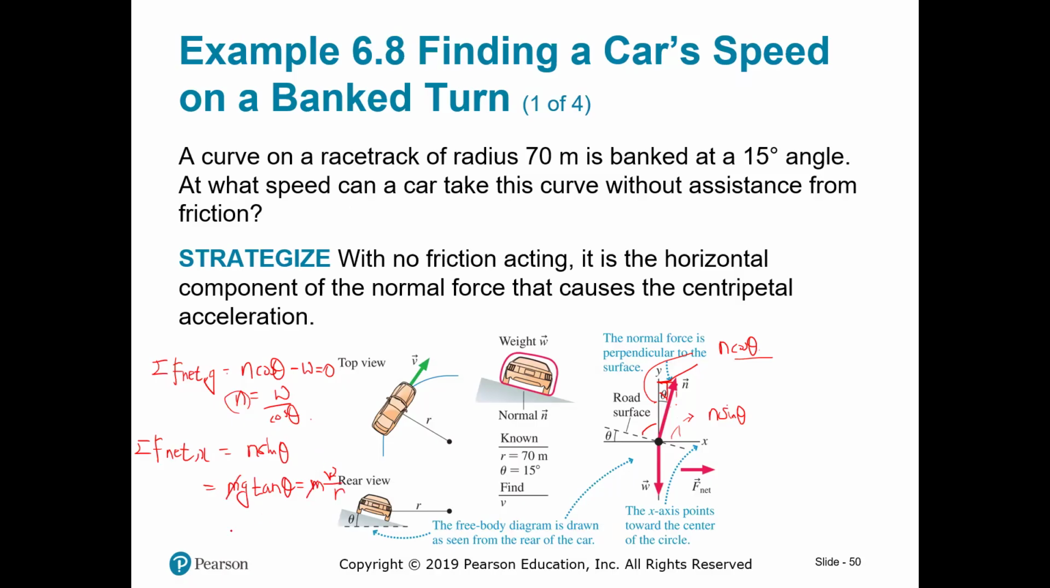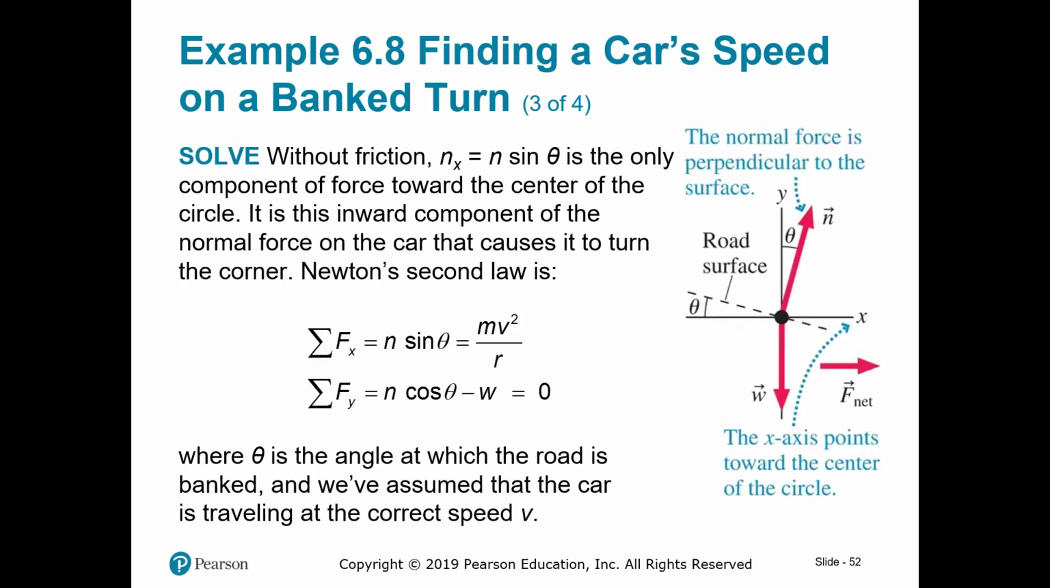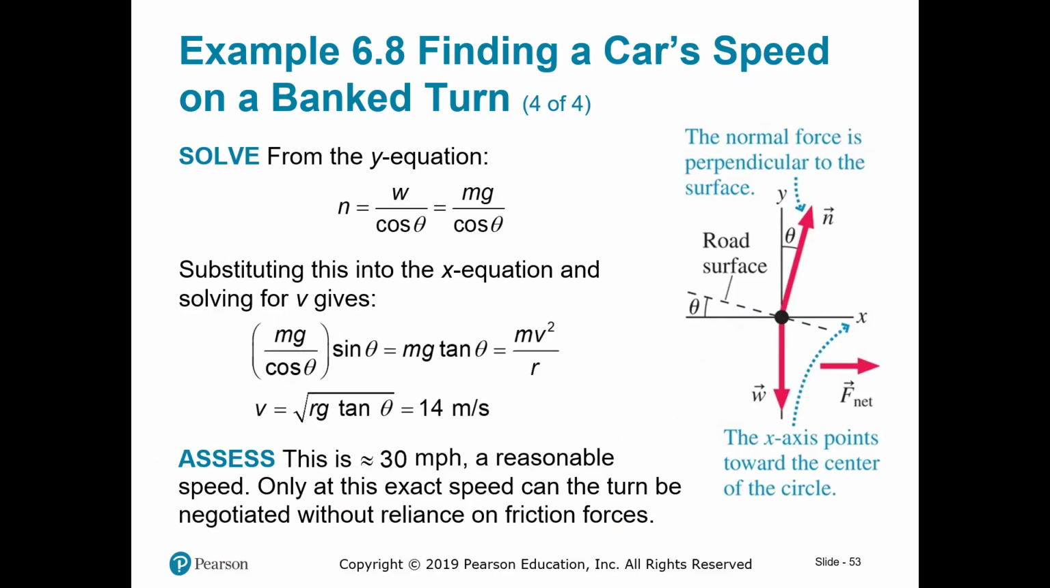Now you're looking for the velocity. So v squared is r g tan theta, and v is the square root of r g tan theta, right? This is your horizontal force, and this is your vertical force as we did before. And then you see your velocity will be the square root of r g tangent theta. Again, the velocity will be 14 meters per second. Okay, so this is it.